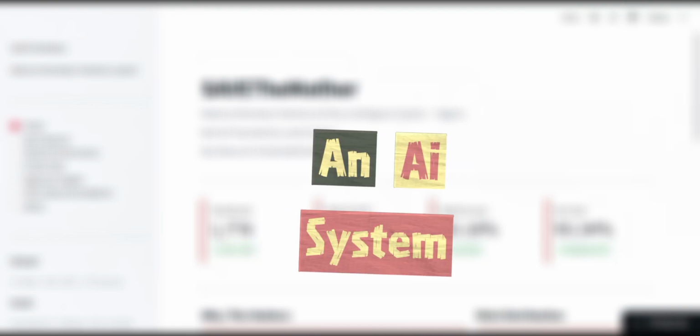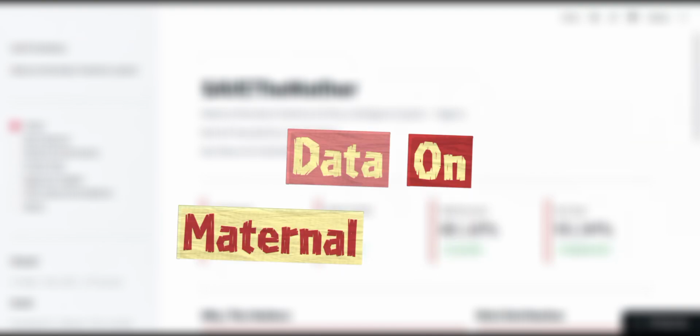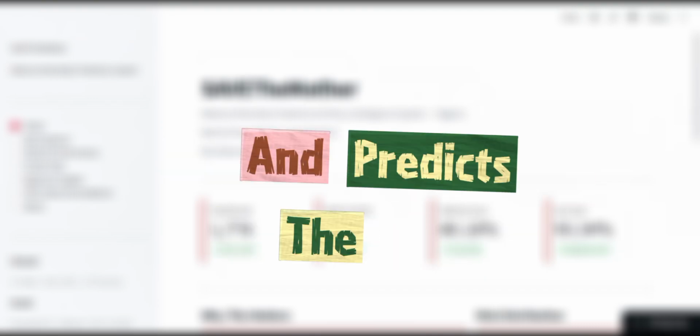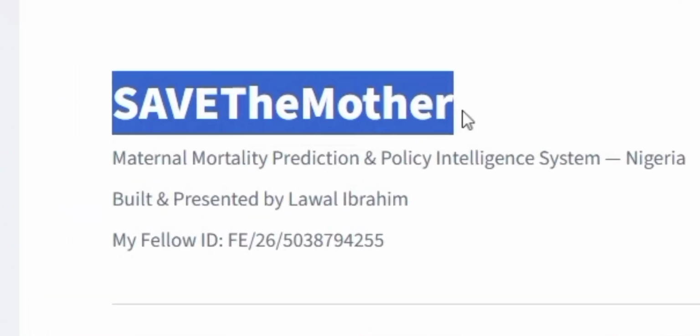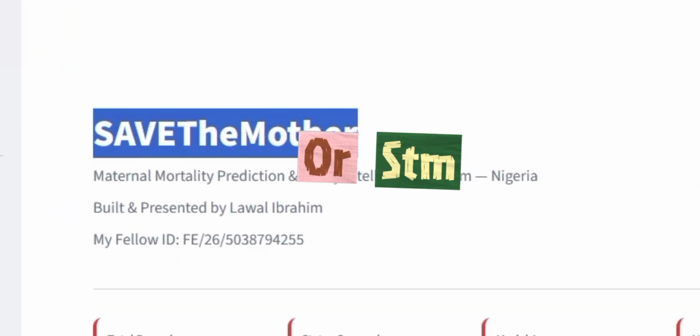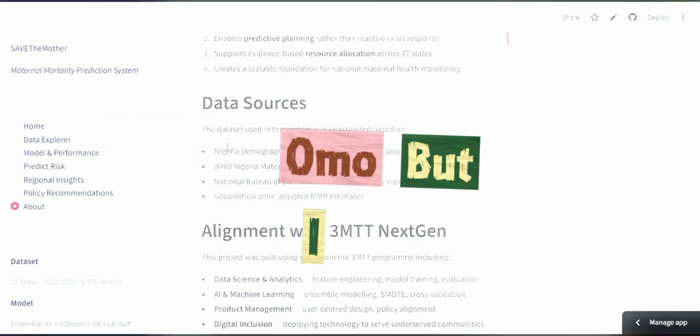I've been thinking about this too, and I came up with an idea. What if there was an AI system? We just feed it a scrupulous amount of data on maternal mortality, and it identifies major factors contributing to it, and predicts the risks of maternal mortality per region, per state, per person, blah blah blah, which I rightfully called Save the Mother, or STM for short. But I wish it was that easy.